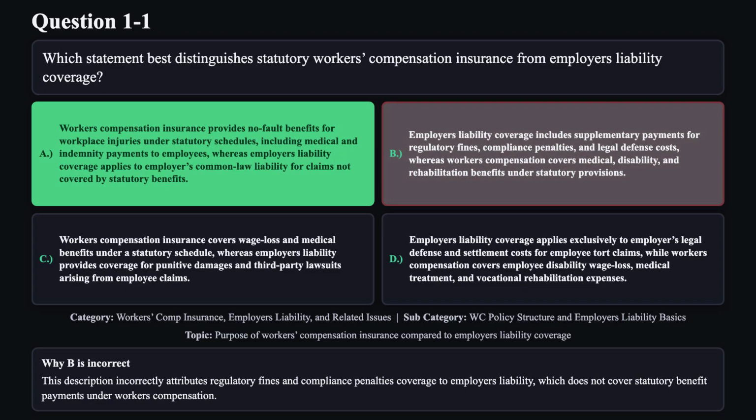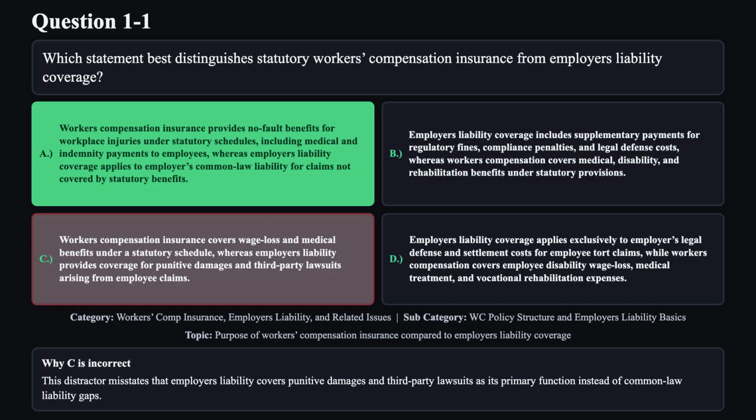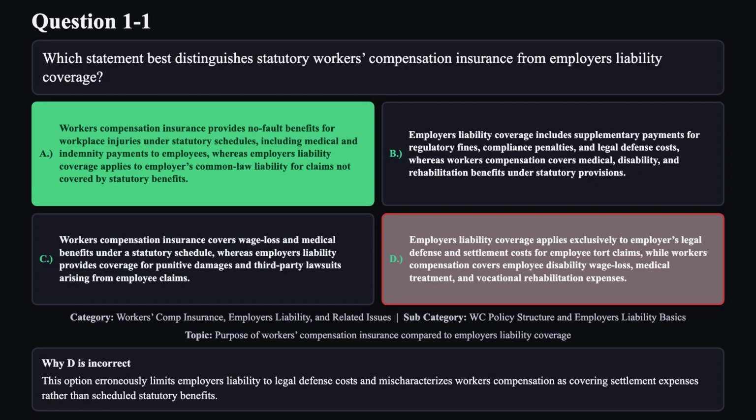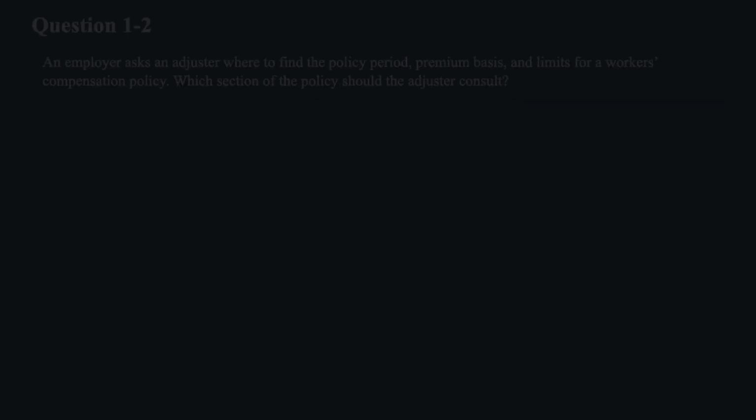Reason B is not correct. This description incorrectly attributes regulatory fines and compliance penalties coverage to employer's liability, which does not cover statutory benefit payments under workers' compensation. Reason C is not correct. This distractor misstates that employer's liability covers punitive damages and third-party lawsuits as its primary function instead of common law liability gaps. Reason D is not correct. This option erroneously limits employer's liability to legal defense costs and mischaracterizes workers' compensation as covering settlement expenses rather than scheduled statutory benefits.